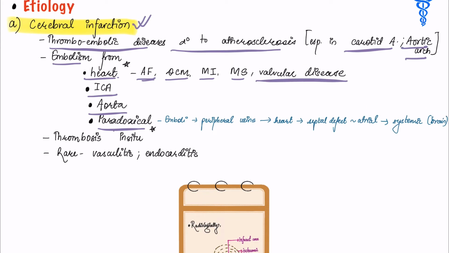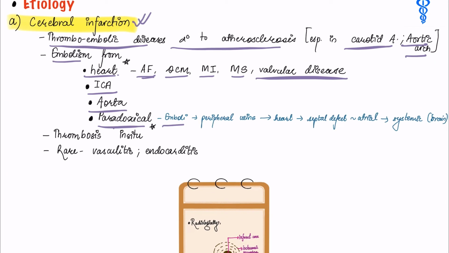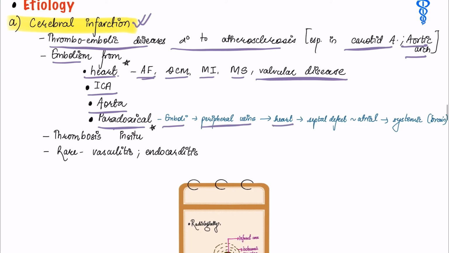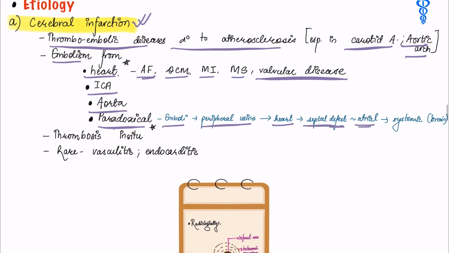In paradoxical embolism, the emboli present in the peripheral veins move through the heart, from the right heart to the left heart through a septal defect, most commonly an atrial septal defect, and reach the systemic circulation, that is the brain. Hence, it is called paradoxical.